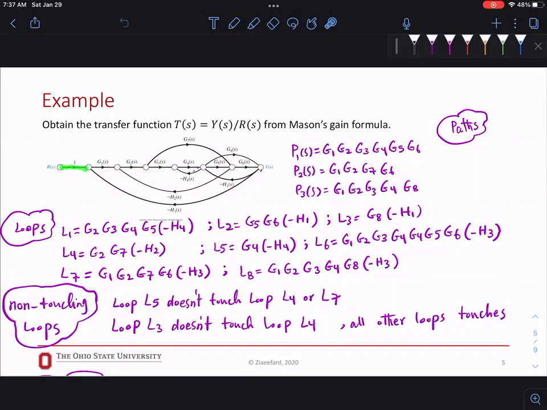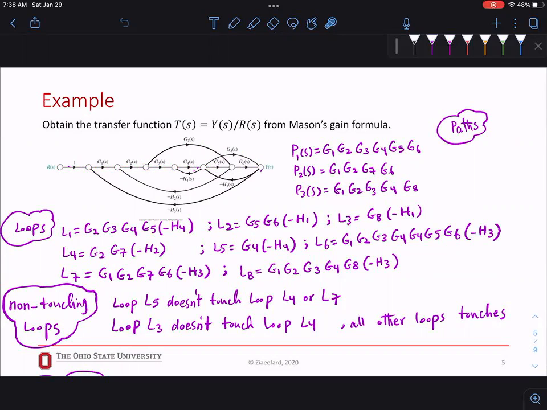The second one is 1 times G1, G2, G7, G6. The third one is 1, G1, G2, G3, G4, G8. You get that, right? So these are the 3 paths that we have, P1, P2, P3.